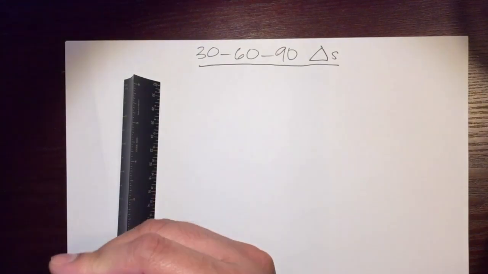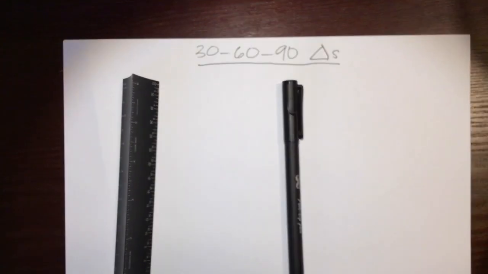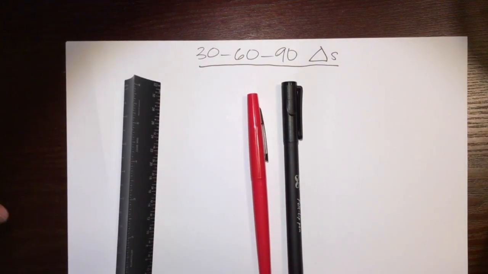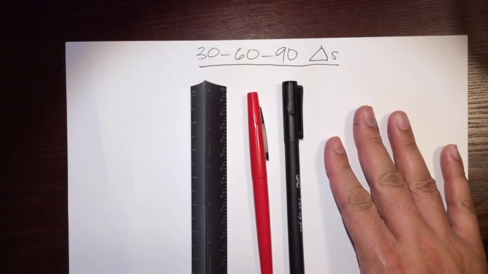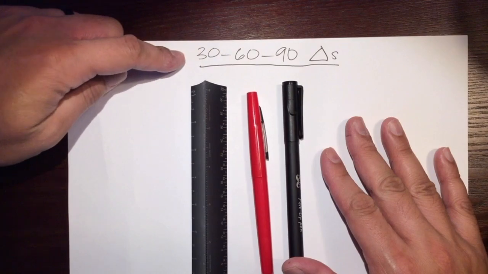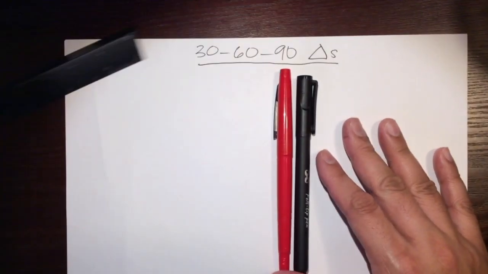So you're going to need 3 things. You're going to need a black pen, you're going to need a red pen or a blue pen or whatever color you want, and you're going to need a straight edge, something that you're going to use to draw straight edges. Because look at my straight edge. That's not straight. I should have used this.